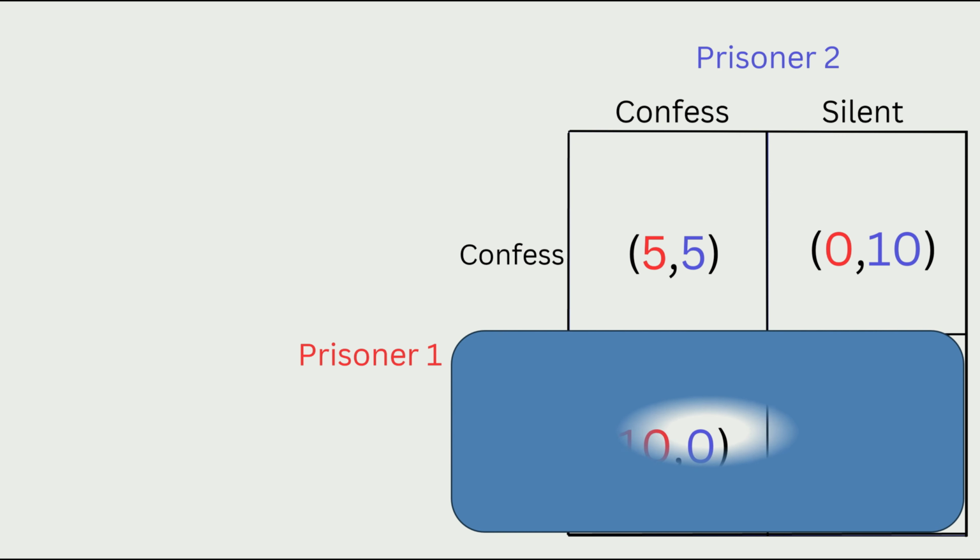Now, from prisoner 2's perspective, when prisoner 1 confesses, prisoner 2 will get 5 years. So we are focusing on the blues now, number 5 and number 10. So when prisoner 1 confesses, prisoner 2 has the option to confess or to stay silent. If prisoner 2 confesses, he gets 5 years of jail time. If he remains silent, he gets 10 years of jail time. So prisoner 2 will confess and get 5 years of jail time when prisoner 1 confesses.